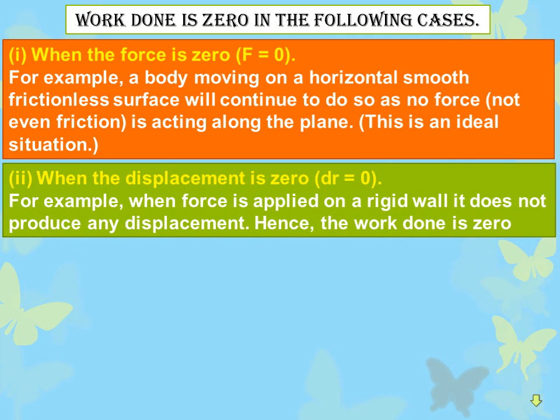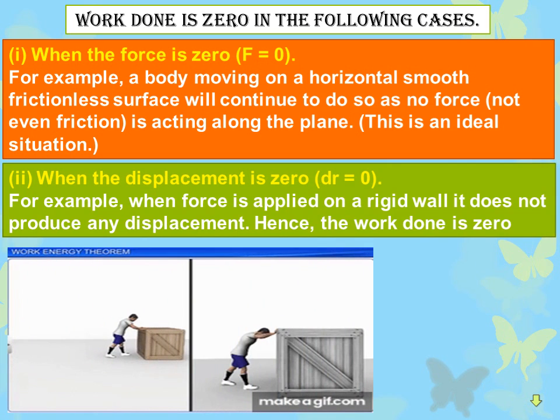Second, when the displacement is 0, that means dr is equal to 0. For example, when a force is applied on a rigid wall, it does not produce any displacement, hence the work done is 0. This is the picture for F is equal to 0, and here dr is equal to 0. This man is pushing this box with a lot of effort, but it's not moving, so the displacement is equal to 0.